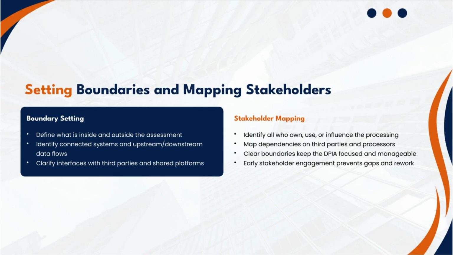Now, alongside boundaries, you map your stakeholders, the people who have a stake in this processing. Think of it like planning a wedding. You need to know who's involved before you can organize anything. Who owns the project? Who handles the data day to day? Who signs off on risk? Here's a quick story. On one project, we skipped proper stakeholder mapping and only later discovered a whole team was feeding data into the system that nobody had mentioned. It threw our timeline off badly. So ask yourself early, have I identified everyone who touches this data? Mapping them upfront saves painful surprises later.